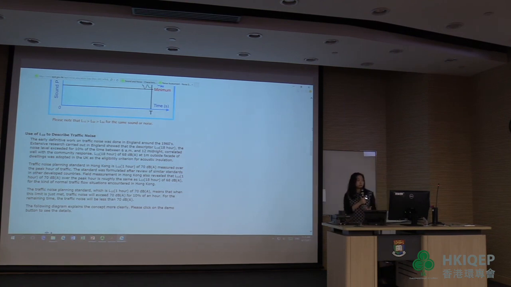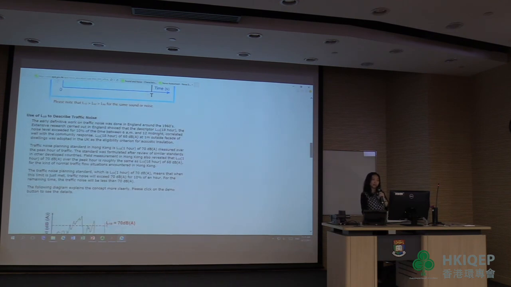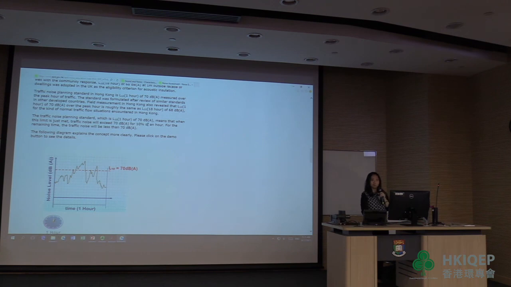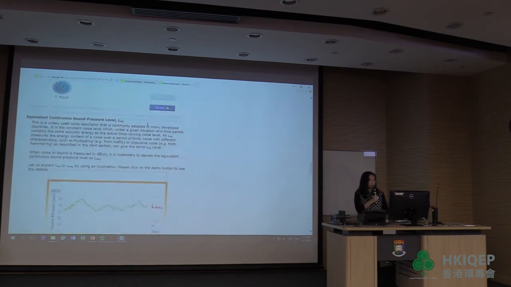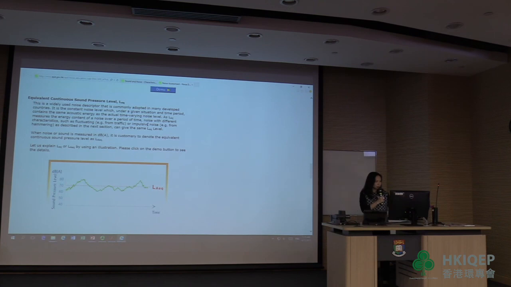For example, which descriptor do we use for traffic noise? That is L10, 1 hour averaging time, and the traffic noise criterion is L10 (1 hour) of 70 dBA, which is adopted in Hong Kong, and we use it in every traffic noise impact assessment. And what is the definition of the equivalent continuous sound pressure level? This we consider as basic for the noise chapter.